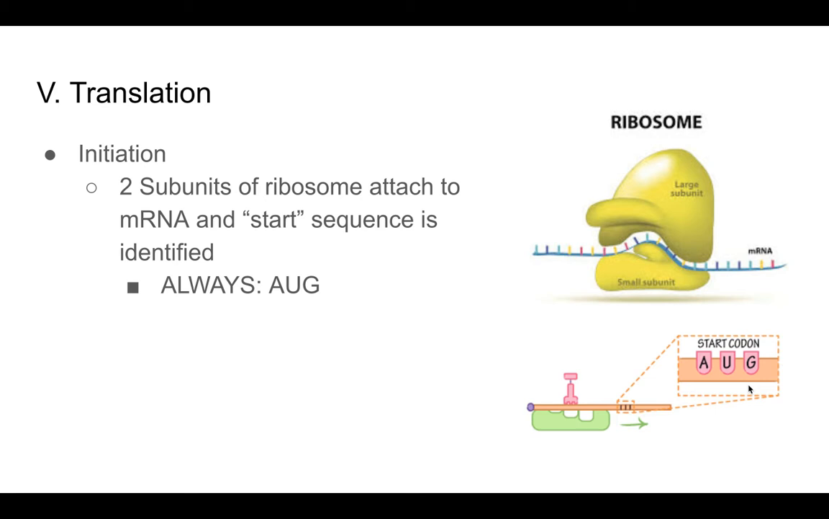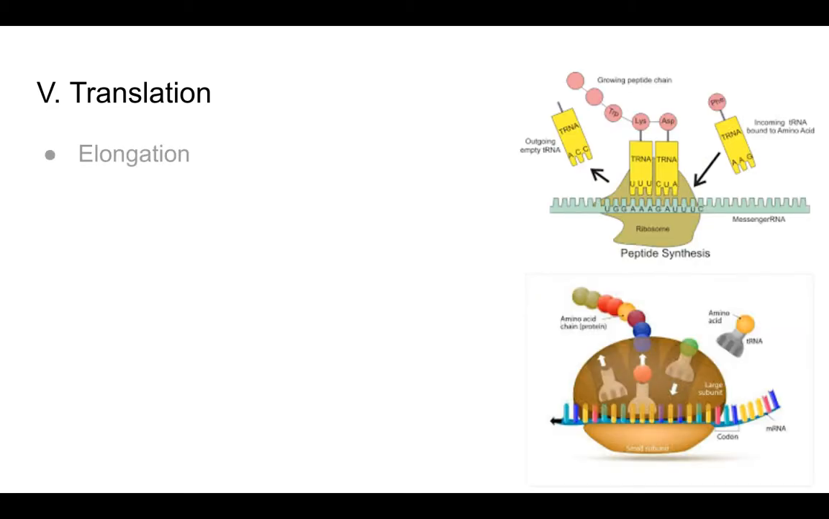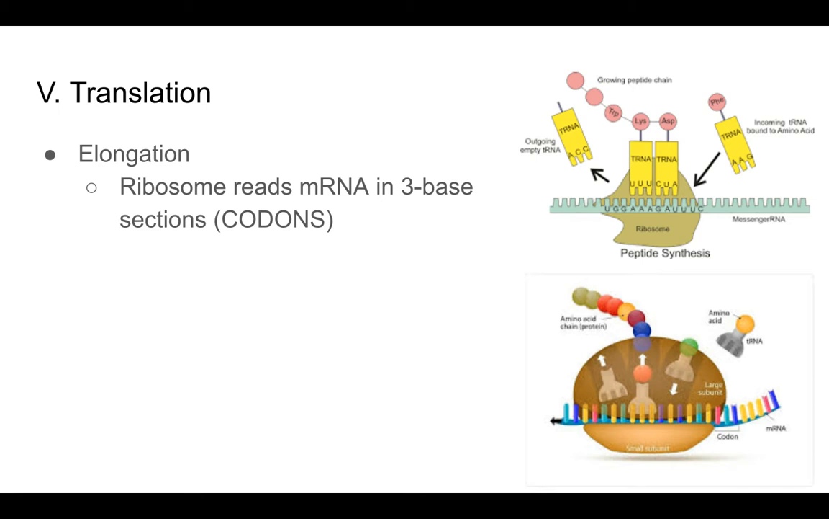And so the ribosome will scan until it finds the start sequence, and then we can cue elongation. So here comes the next step of elongation. We have identified our starting sequence, and the ribosome will start to read the mRNA every 3 base pairs in sections, in codons. AUG is the first codon, and then the next 3 nucleotides after would be the next codon. And then it would move down to the next 3 and the next 3, and it reads codon for codon.